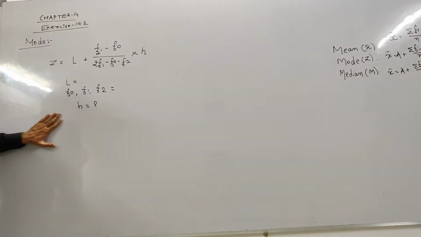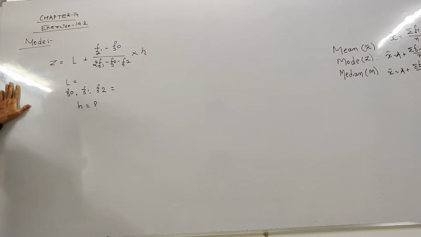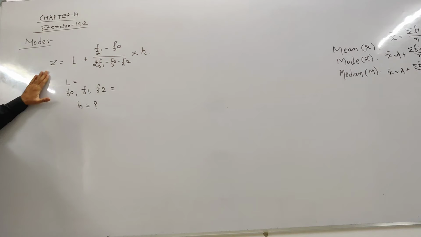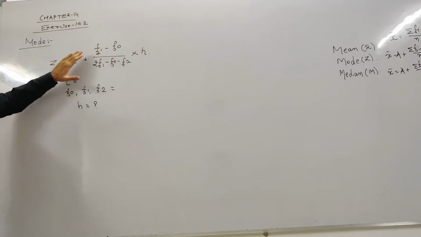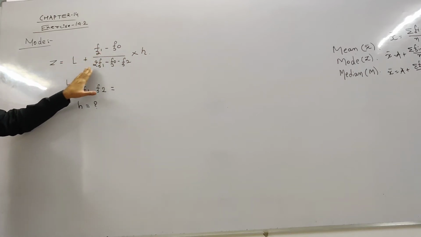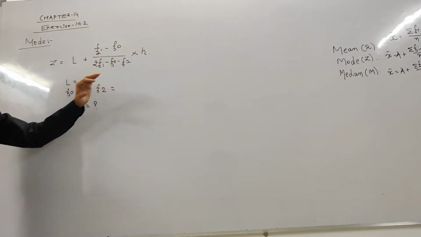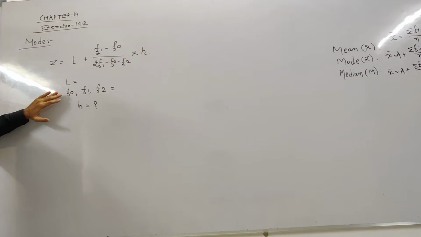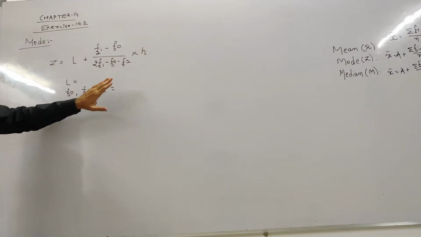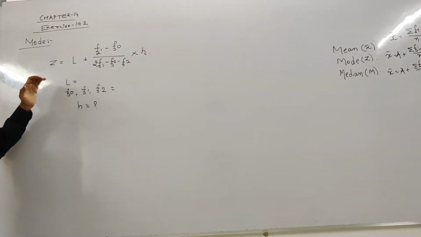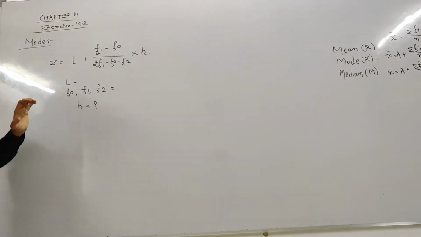So if you find these 3 things, you can easily find the value of the mode for grouped data. So in this, Z is equal to L plus (f1 minus f0) upon (2f1 minus f0 minus f2) into h. If you find L, f0, f1, f2 from the frequency table and h, then you can easily find the value of the mode for grouped data.